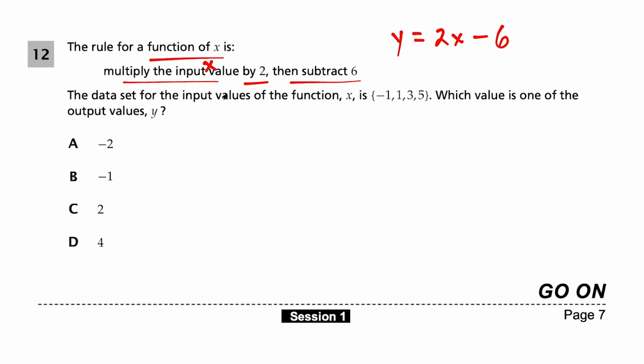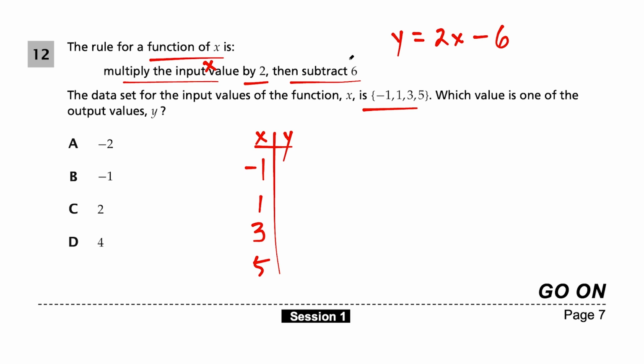And we have the data set for the input values of the function x is -1, 1, 3, 5. So essentially what we're doing here is we're making a table of values, x and y, but they're telling us to use these values of x that are in this data set here. And which value is one of the output values for y?